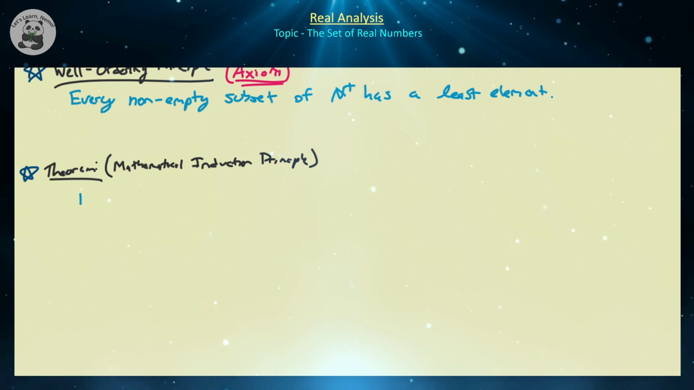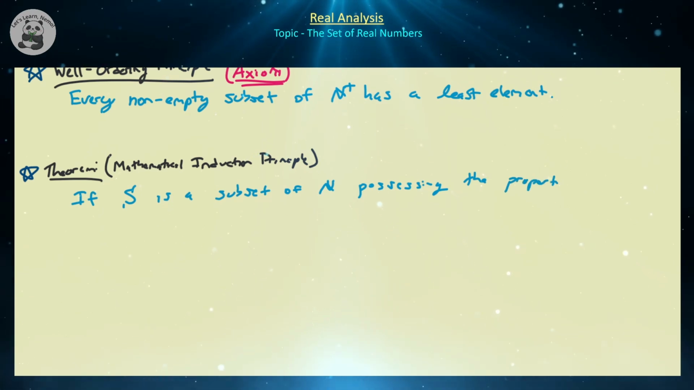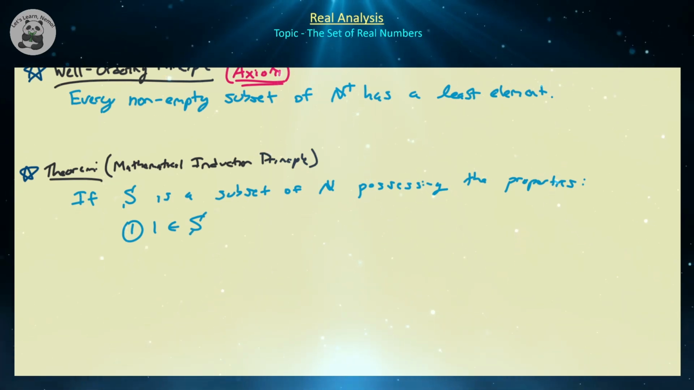So it says the following. What we're going to do is let S be a subset. If S is a non-empty subset of natural numbers possessing the properties: the first, 1 is an element of S. So S is a set that has at least 1 in it, so of course it's not empty.